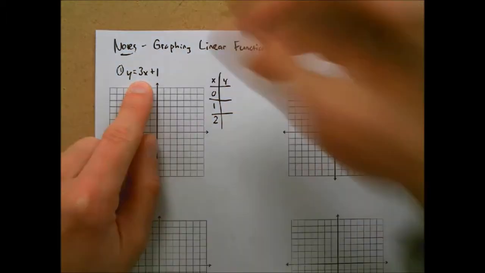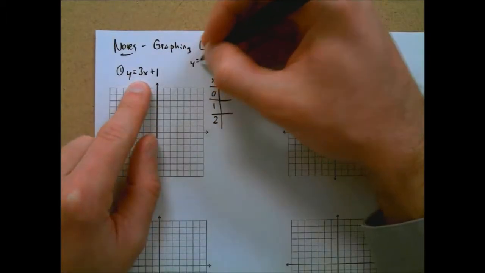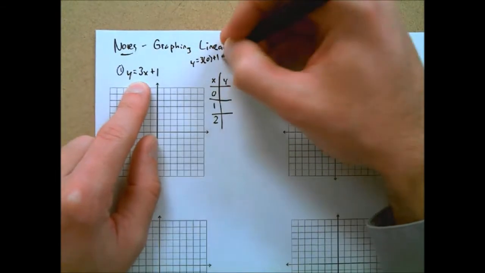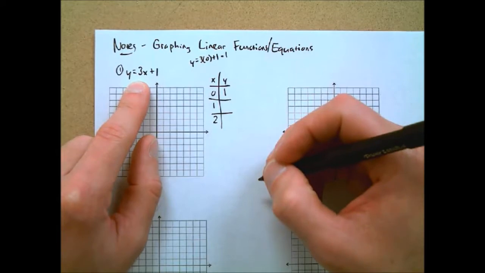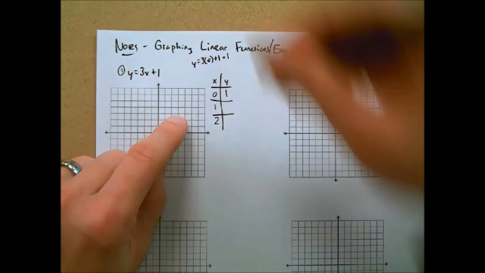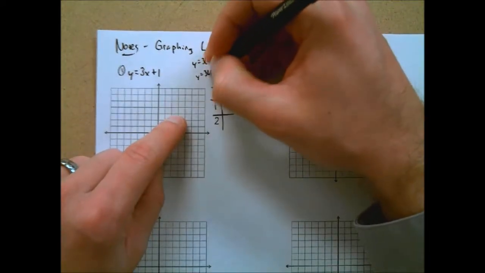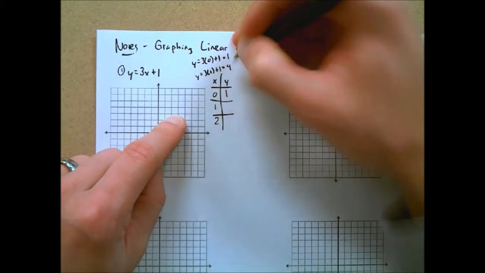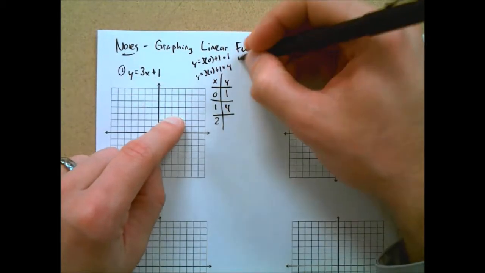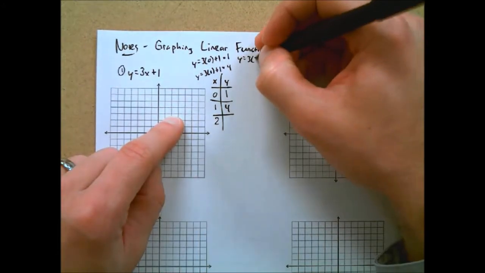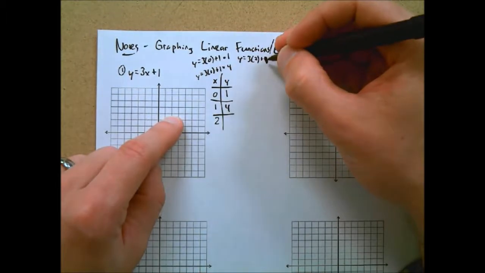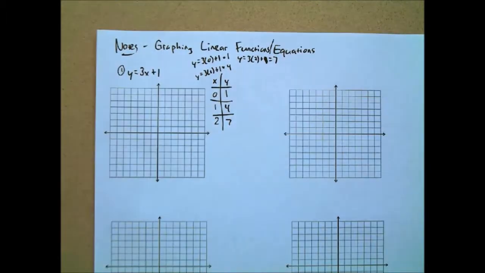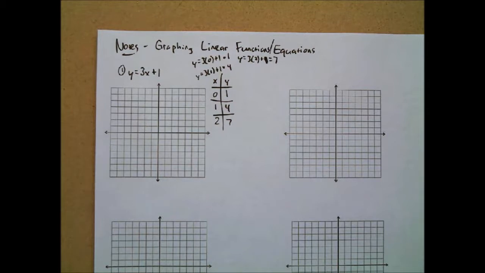So y equals 3 times 0 plus 1. 3 times 0 is 0, plus 1 is 1. So I get 1 there. I'll plug in the 1 now. So y equals 3 times 1 plus 1, so 4. And then y equals 3 times 2 is 6, plus 1 is 7. Perfect. Now we've got some coordinates, and we can do something with this.